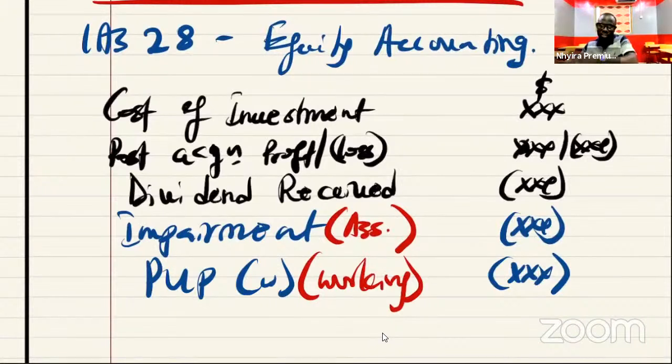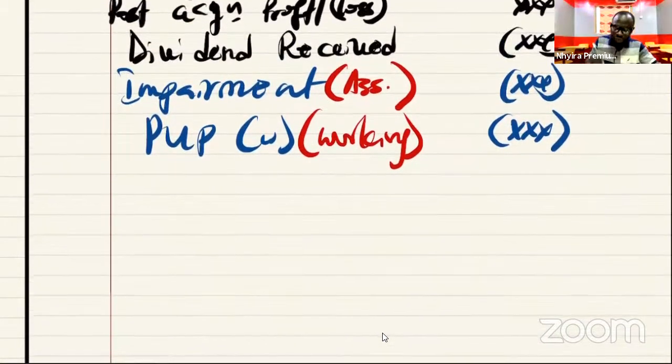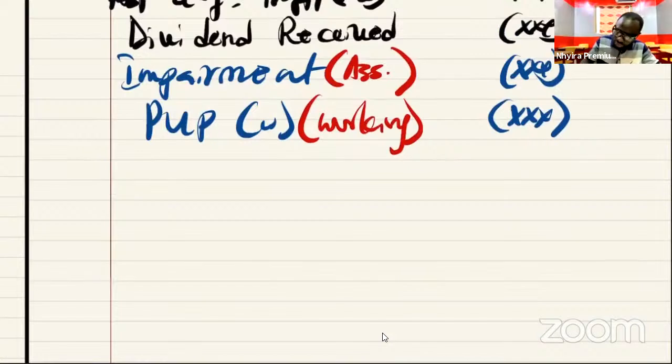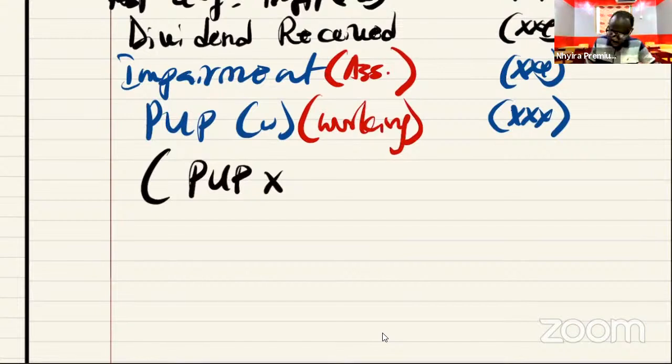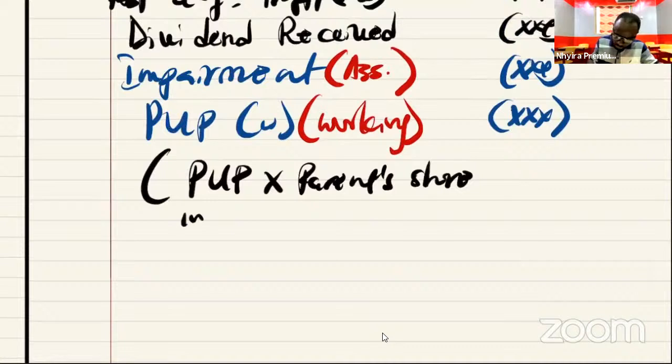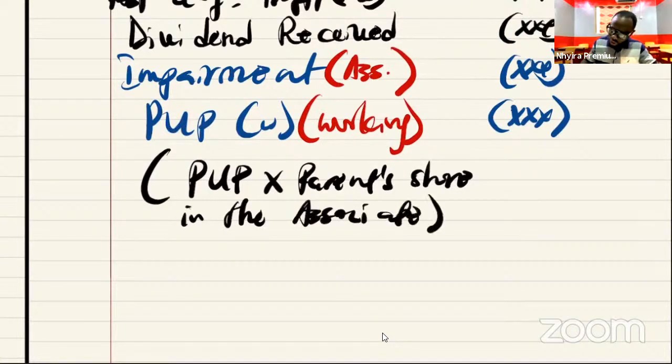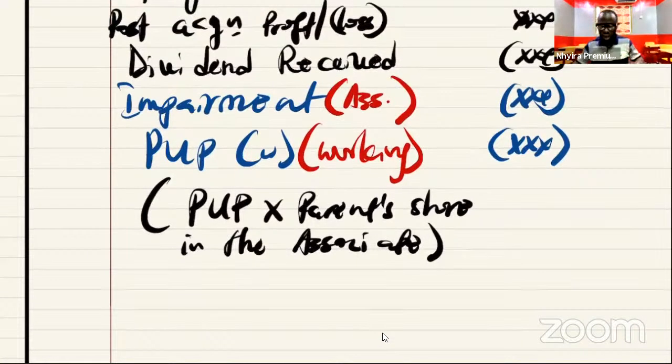So if the associate sold goods to the parent, and during the year under consideration, at the reporting date, the parent still has some of the inventories in stock, then the associate hasn't earned all the profit. However, the provision for unrealized profit we're going to be bringing here will be the provision for unrealized profit multiplied by the parent's share in the associate. This is very, very critical, and I want you to make sure you don't miss this.